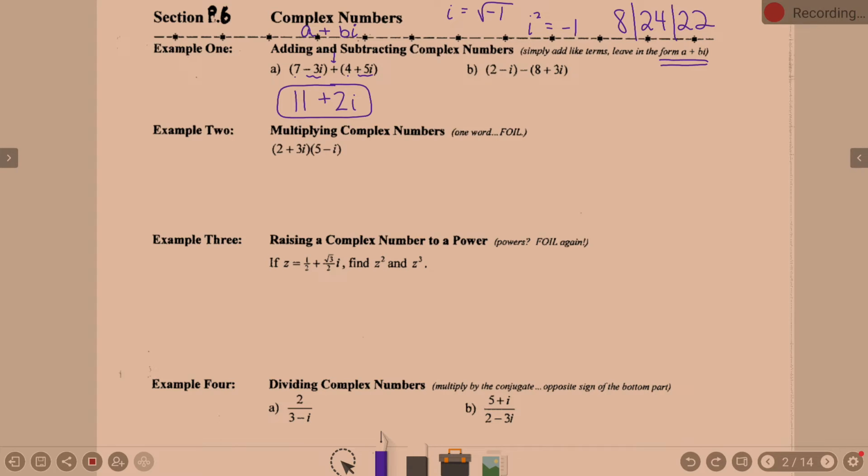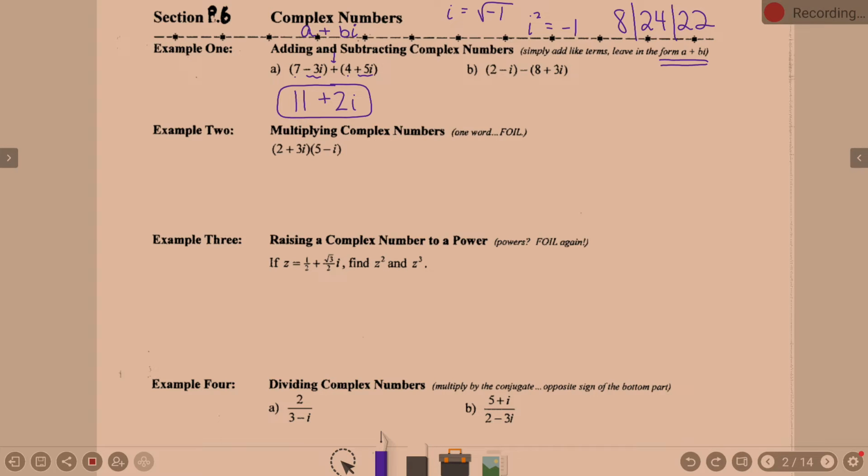Okay, let's try B. We're going to take 2 minus i minus 8 plus 3i. Someone's got to get us started, so we have a starting point. -6 minus 4i. That's what I got.